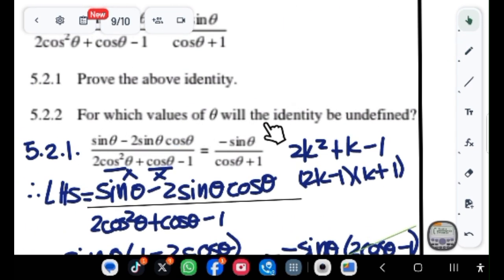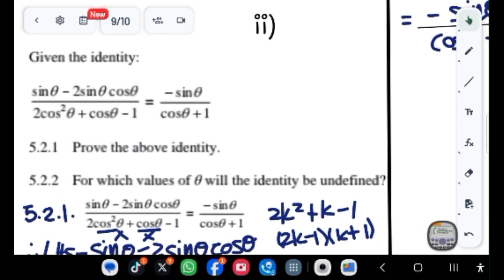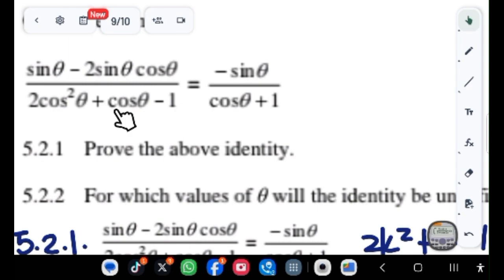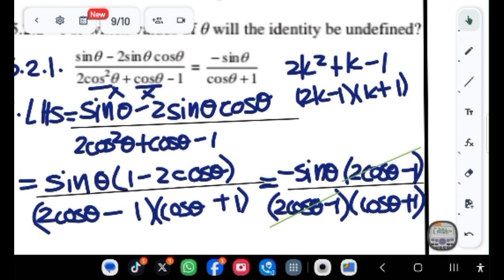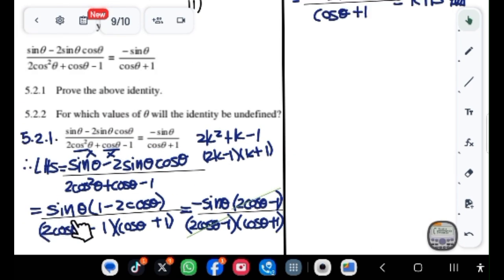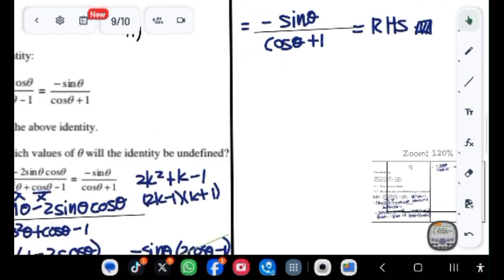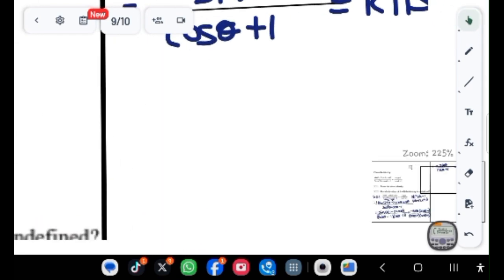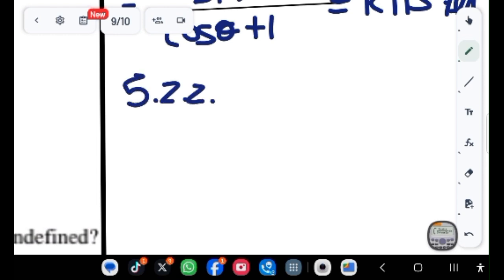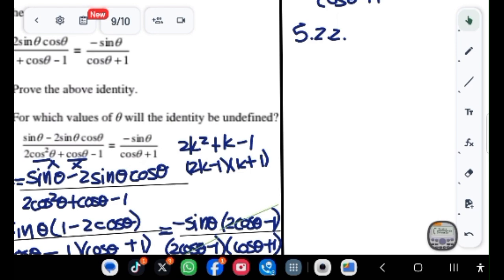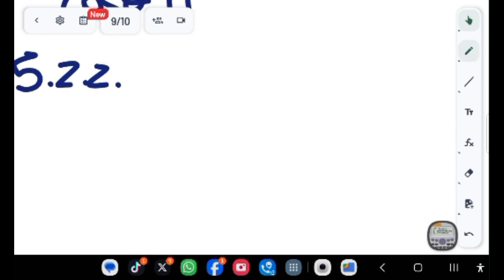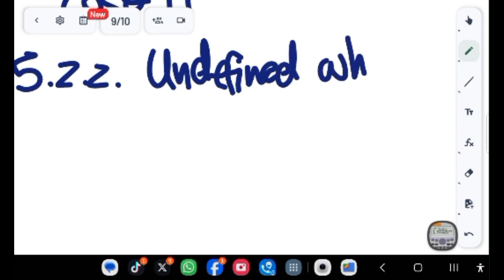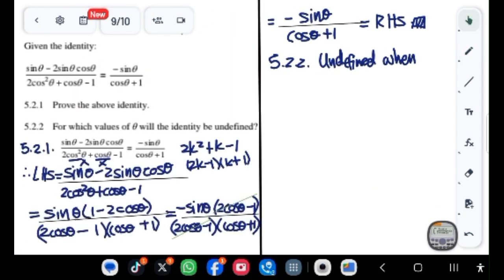Next, for which values of theta will the identity be undefined? That's very easy. Anything that we divided by, that will be cos of theta plus 1 and 2 cos of theta minus 1. So 5.2.2. The denominator cannot be 0, so whatever will make things undefined is when the denominator is 0.